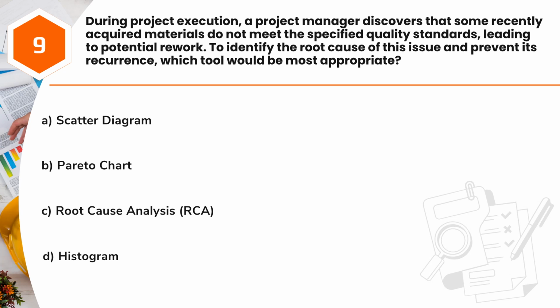Question 9. During project execution, a project manager discovers that some recently acquired materials do not meet the specified quality standards, leading to potential rework. To identify the root cause of this issue and prevent its recurrence, which tool would be most appropriate? A. Scatter diagram. B. Pareto chart. C. Root cause analysis, RCA. D. Histogram.